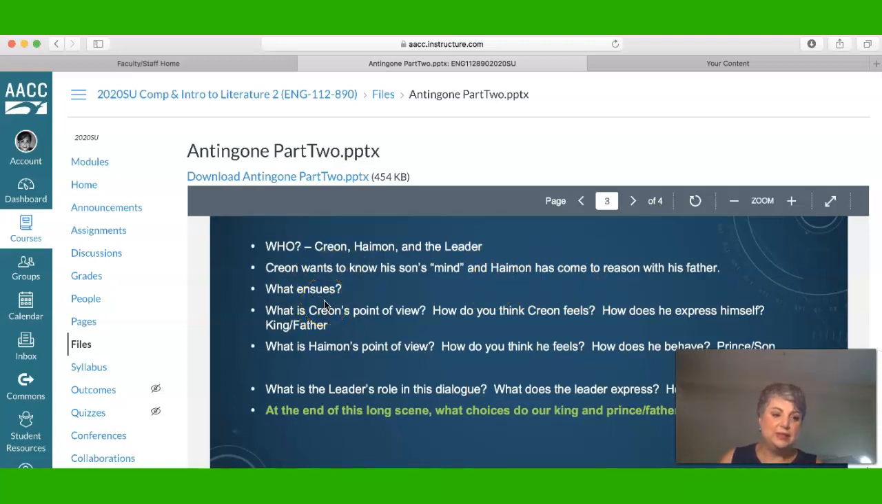What happens in this scene? I think it's a play about reason, about logic, about justice and leadership and following our individual conscience. But it's also a play about family, right? This isn't just the king and a citizen, but Haman is Antigone's fiance. Haman is Creon's son. Think about the position he's in when he confronts his father.